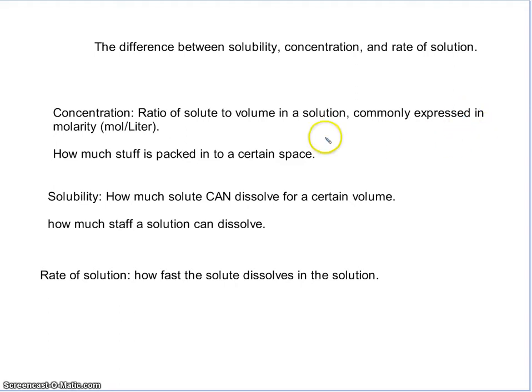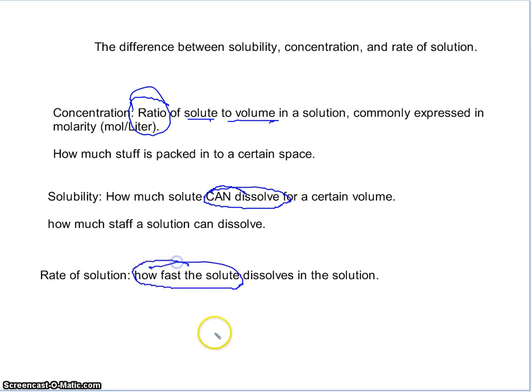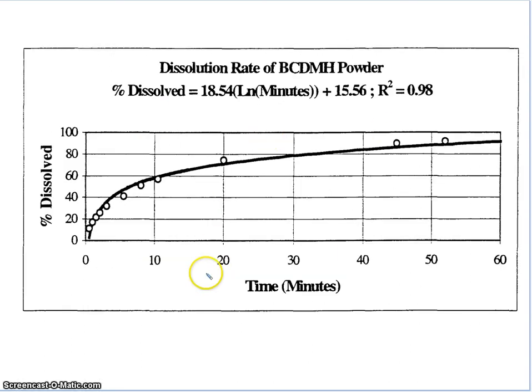Okay, so let's annotate our own notes. Concentration is a ratio of solute to volume. Solubility is how much solute can dissolve, right? How much is able to dissolve. And rate of solution is how fast the solute dissolves. So let's look at a graph to see some differences.